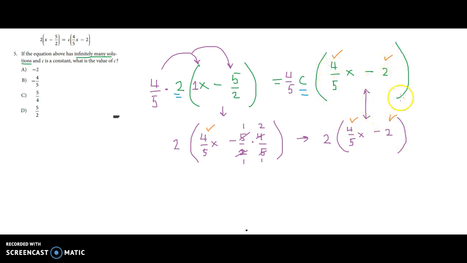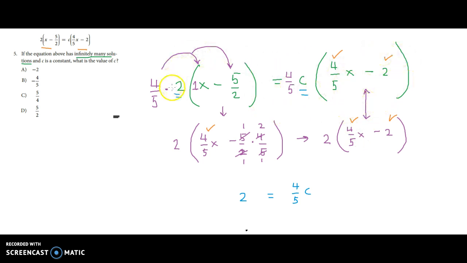So what that means logically is if both of these equations, this one and this one, have to be the same, then that tells me, here's the big finale, that 2 must be the same thing as 4/5 c. Pause the video if need be to just reflect on this. But this is a classic SAT trap.